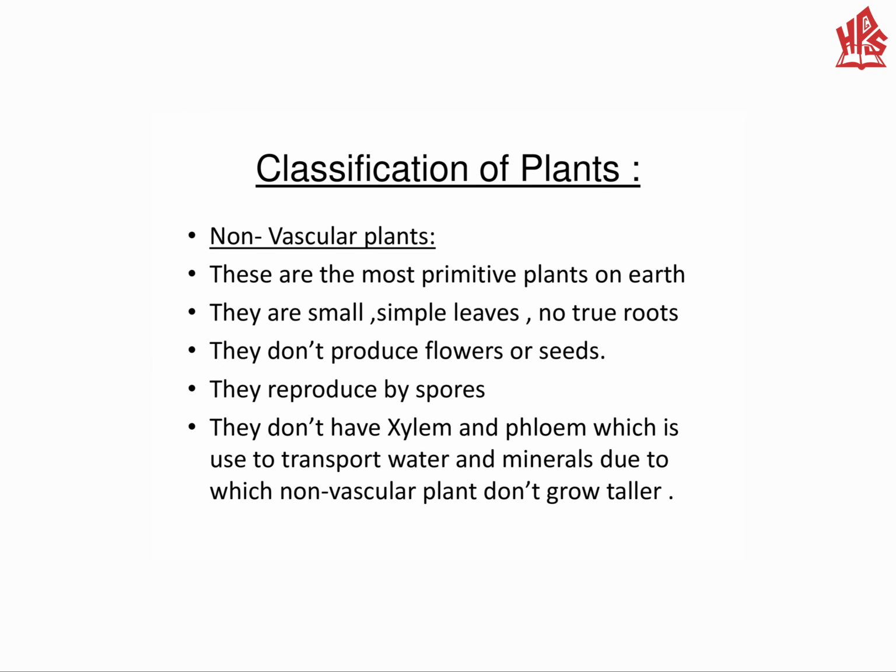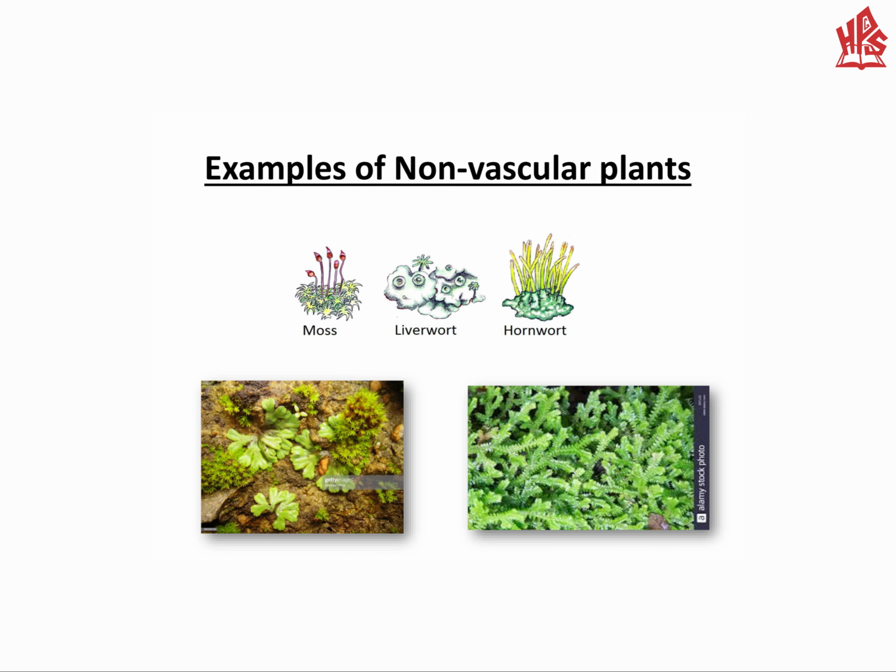In this slide, we are now going to discuss the classification of plants. Plants can be classified into two: vascular plants and non-vascular plants. Firstly, we discuss non-vascular plants. Non-vascular plants are the most initial plants on earth. They are small in size, with simple leaves and no true roots, and they reproduce by spores as they don't have xylem and phloem. Here are some examples of non-vascular plants: moss, liverwort, and hornwort.